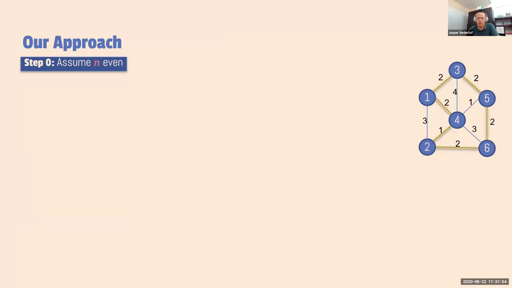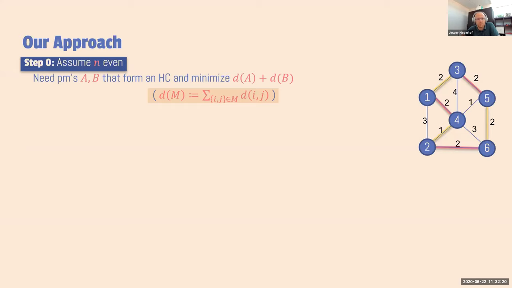So in this example, we already had an even number of vertices. And then you can see the tour as alternating between using two perfect matchings. So actually, now we can just think of the problem as trying to find a pair of perfect matchings that form a Hamiltonian cycle, a single cycle, and that pair should minimize the sum of the total distance. So this D of a matching is just the sum of the distances of all the edges in it.